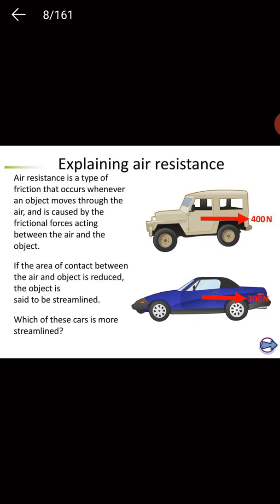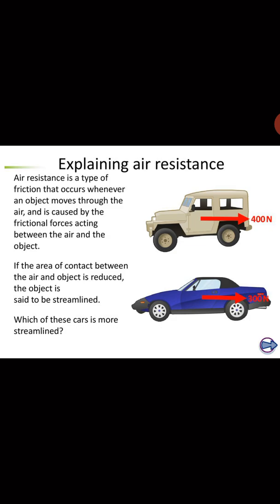The vehicles can move at a faster rate. If you compare the upper vehicle and the car which is down, the car which is down will speed up more than the vehicle which is up, because the second car, the blue car, is streamlined. The surface which is exposed to the air in the front, you call it the bonnet of the car. If it is narrow, the air resistance is less. If it is broad, the air resistance will be more.